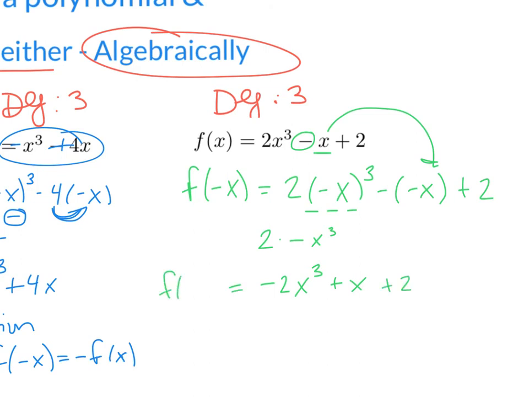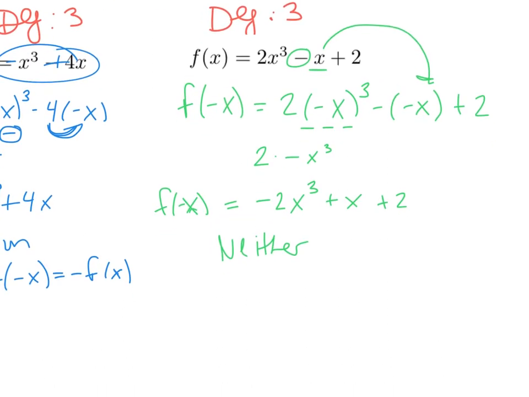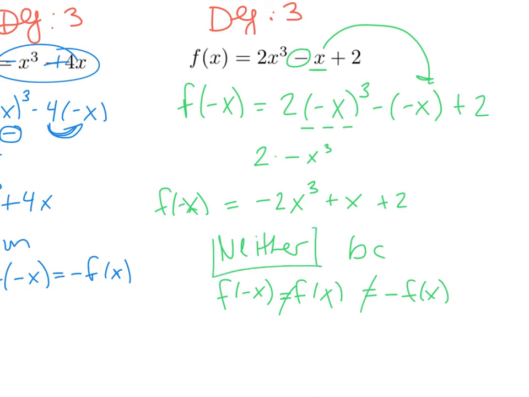Now if you notice, something's up with this problem. The first sign changed from the original, the second sign changed from the original, but the third sign stayed the same. Therefore, there is no symmetry on the graph because the third sign did not change. So because that happened, we will say our function is neither even nor odd, because when you did f of negative x, it did not equal f of x, which is the even condition, and it also did not equal the negation of f of x, which is the odd condition, so it's considered neither even nor odd.